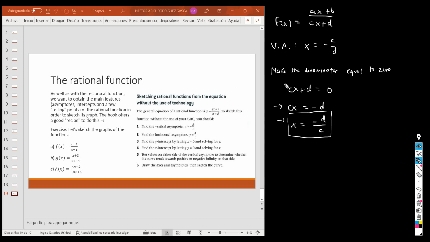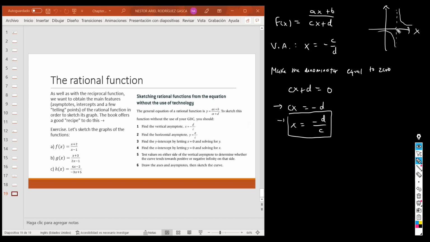And why am I doing this? Why am I making the denominator equal to 0? Why is this the approach to find the vertical asymptote? Because you must remember that the vertical asymptote is that line in which the function goes to infinity, right? For example, this is the Cartesian plane. And then if this is your asymptote over here, then what's happening is this. If the x approaches this particular value, you get that the function goes to infinity in this way. Or conversely, it goes to minus infinity.